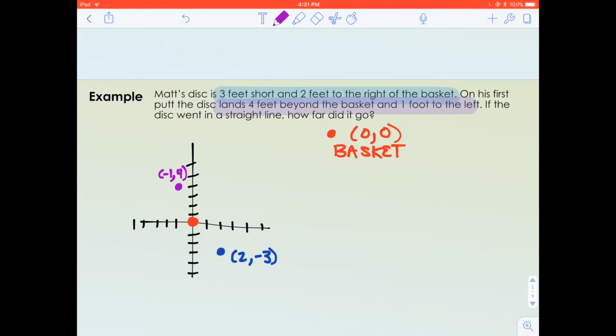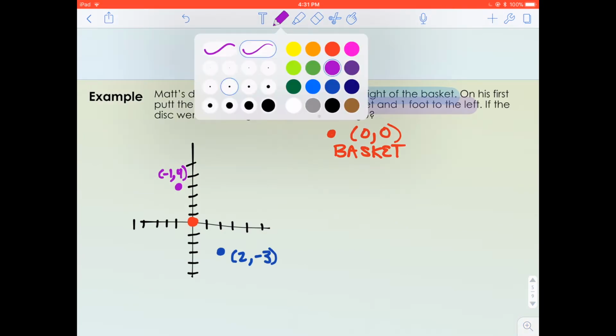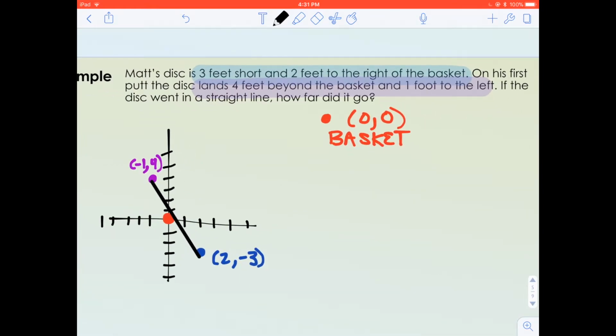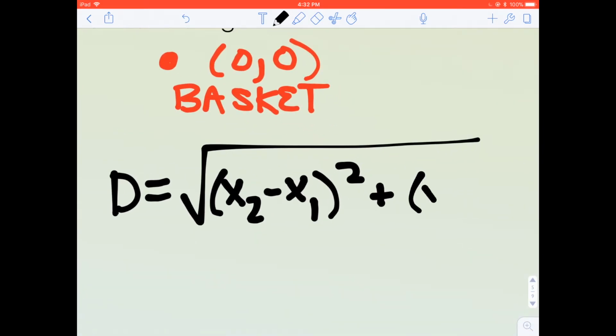Okay, so if the disk went in a straight line, we know our endpoints are in a straight line here. How far did it go? Now we need to figure out the distance between these 2 points. All right, so we need our distance formula. Distance equals the square root of x2 minus x1 squared plus y2 minus y1 squared.